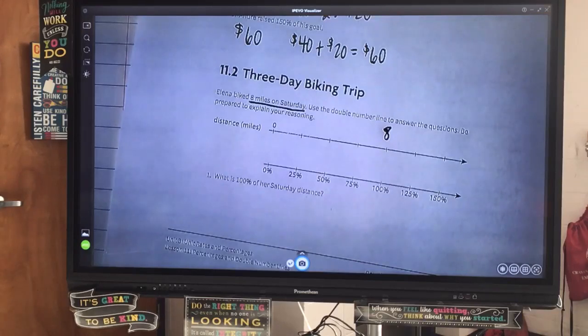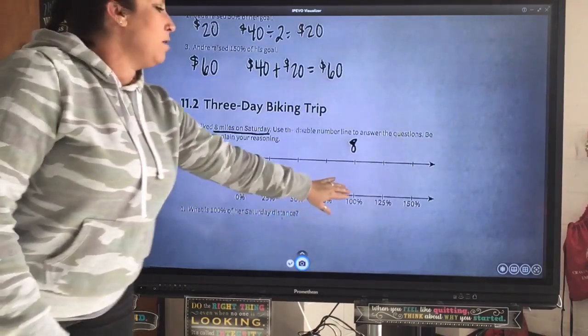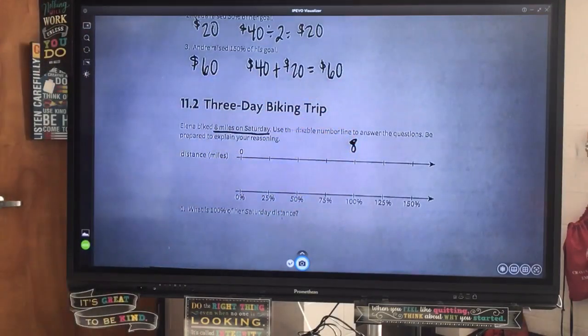Perfect. All right, so now, remember how I said they talked about the tape diagram has to be equally divided? Well, our double number line does too. So if 100% is 8, how do we figure out the rest of the measurements for our tick marks on the top? What do we need to do? Mikael, what do you think?